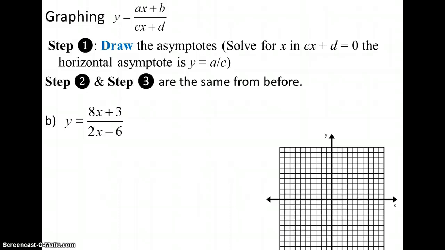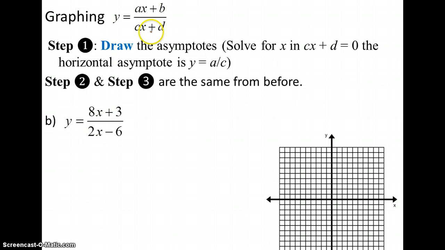So this one also has steps from before, but we have one extra step. The first thing is that we want to draw in the asymptotes. But what we need to do is solve for x in our denominator, our cx plus d, and set it equal to 0. That makes sense, because if I'm thinking about values that x cannot be, I want to find out when the denominator equals 0. So I just need to solve that equation.